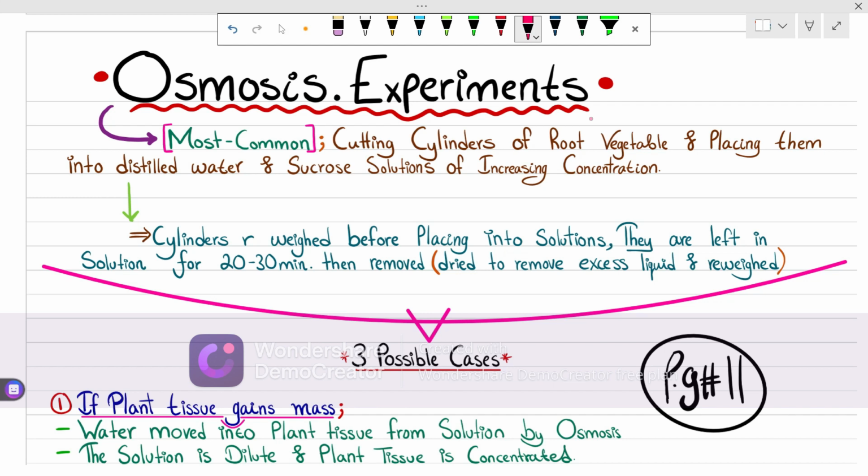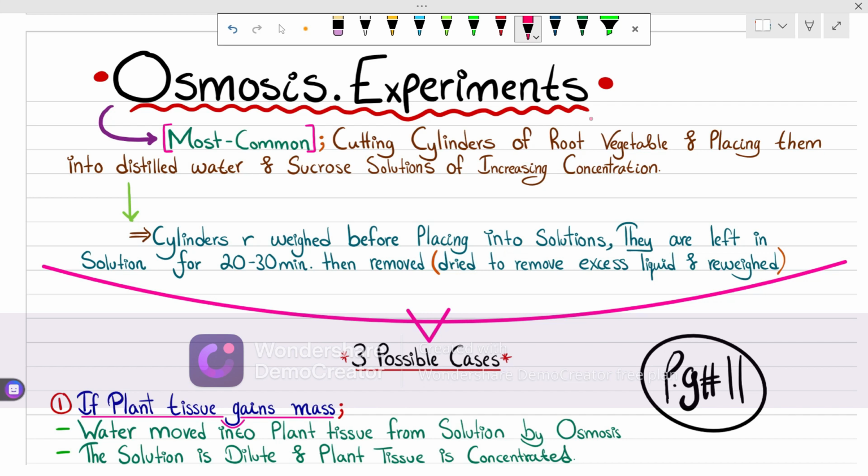Now we're gonna go through an osmosis experiment. The most common osmosis experiment, or at least the one that is included in our new syllabus for Biology 0610, 2024 to 2025, is cutting cylinders of root vegetable and placing them into distilled water and sucrose solutions of increasing concentration.